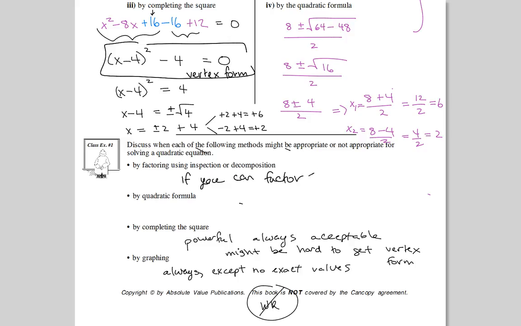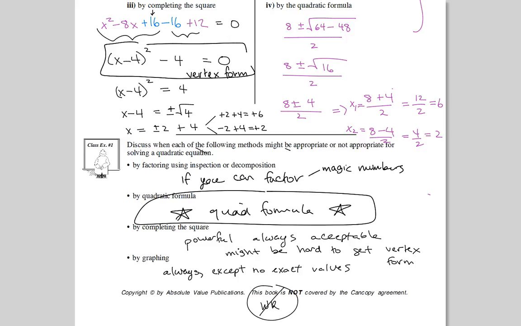How do you know you can factor something? Those magic numbers have to work, right? You have to be able to find those two magic numbers. So in general, probably the best way is quad formula because it always works and it's not that hard. Quad formula, woo! It always works, and as you can see, there's not a lot of difficulty to it. Let's move on.